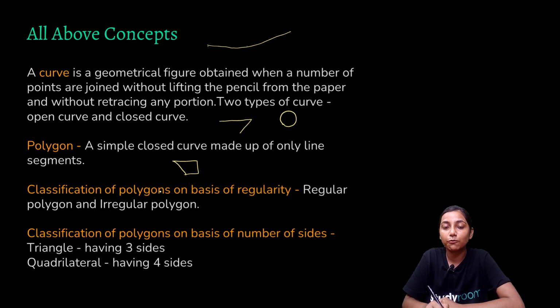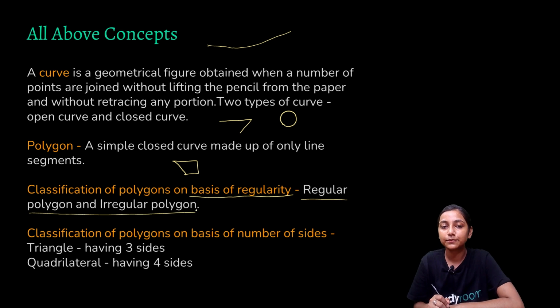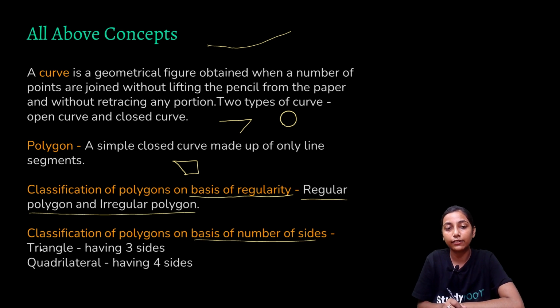Now, classification of polygons on the basis of regularity. On the basis of regularity, there were two types of polygons, a regular polygon and an irregular polygon. Then, on the basis of number of sides, we studied that if a polygon has 3 sides, that is a triangle. If it has 4 sides, that is a quadrilateral.